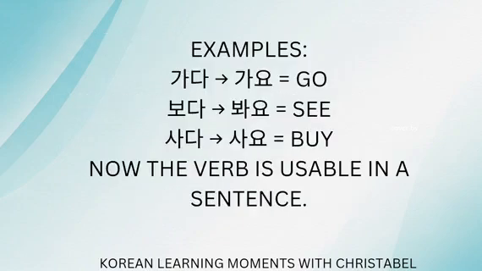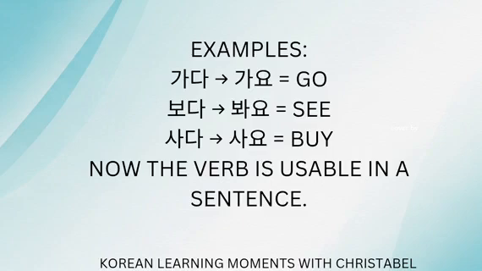Using the words we learned today, we're going to be making them into a present tense, which is gada, boda, and sada. So what you have to do is remove da at the ending, and it becomes gayo, bwayo, and sayo. Now the verb is usable in a sentence because the base verb, the da, has been removed. Without the da being removed, you can't use it in a spoken sentence.